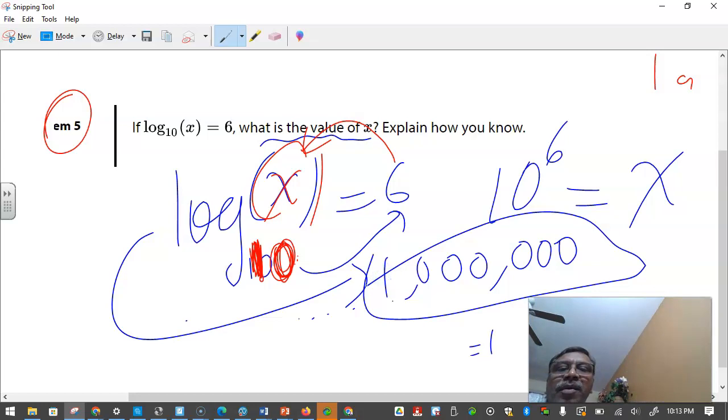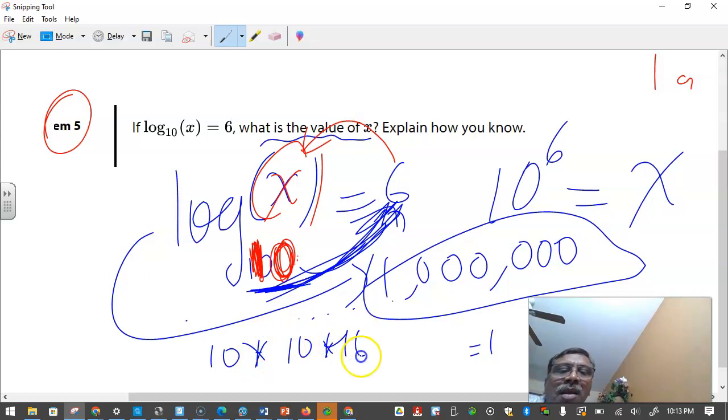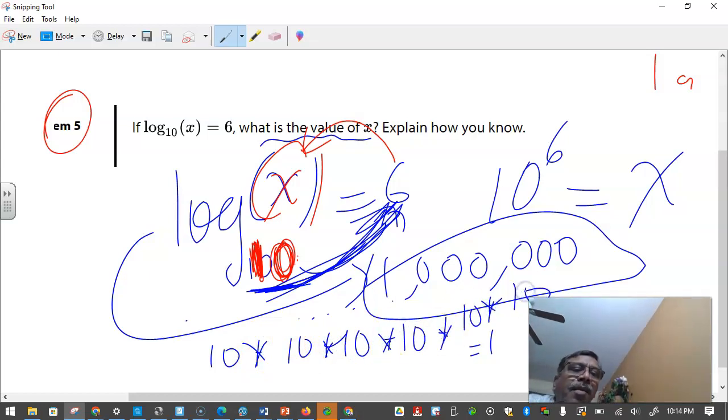So the question was, how many tens do we multiply? It's like saying 10 is multiplied 6 times. That's all it is. 10 times 10 times 10 times 10 times 10 times 10. So 6 of them, right? You get x. Hope that helps.